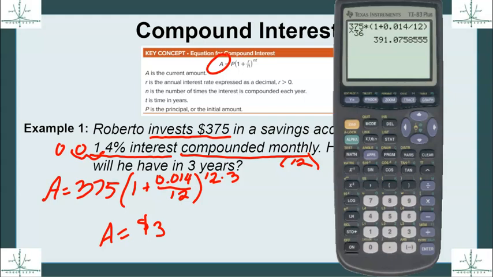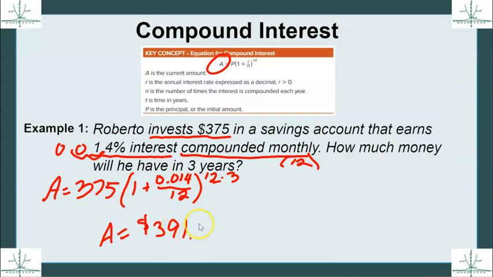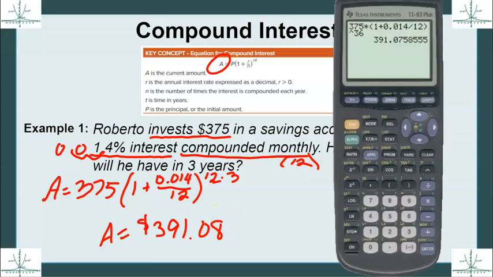Let me go back to that, $391.08. Now going back to my calculator, I'll show you very quickly. If I put this in parentheses as 12 times 3 and hit enter, I get the same answer.